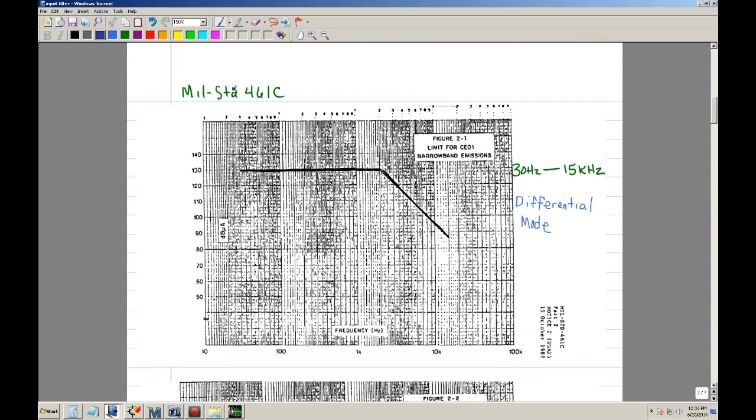If you look at MIL-STD-461, this is the plot that I would seek out, and this is where I would extract the information. Basically, this is the differential mode conducted emissions plot. It covers 30 hertz to 15 kilohertz, with 30 being right here and 15 approximately there. What it's telling you is that at this frequency here, it looks like 2K. Well, let's see if I can.